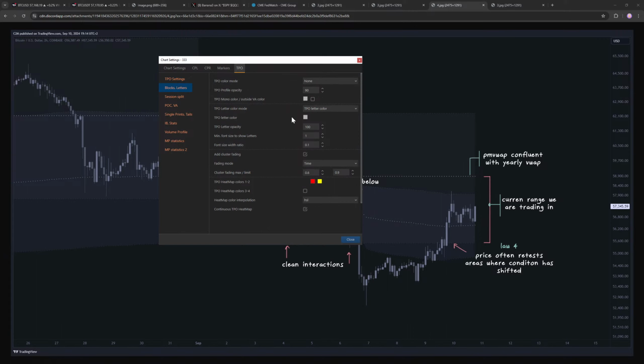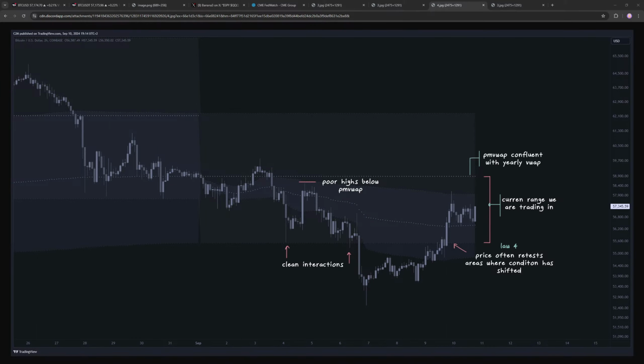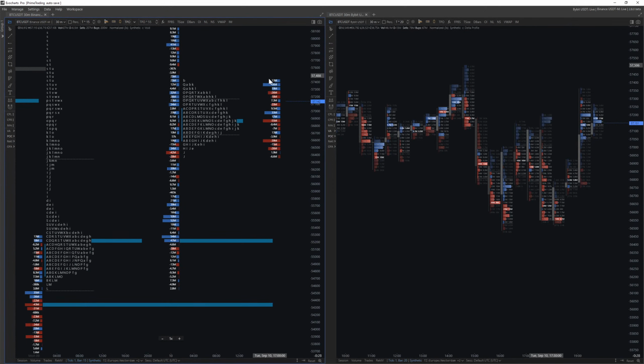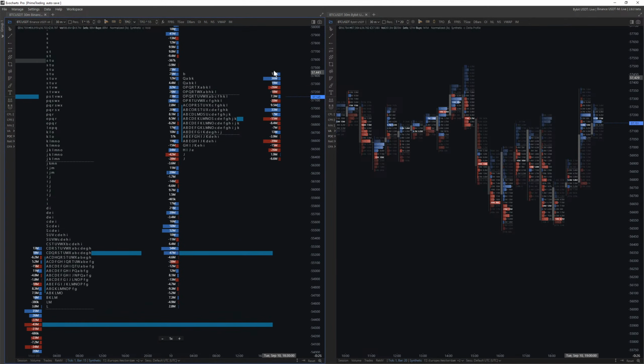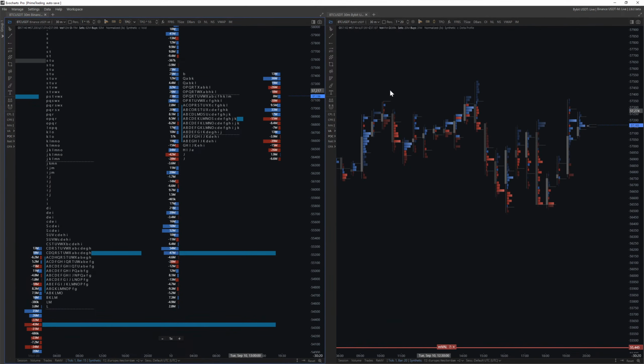Block letters. And I don't use session split. Point of control, value area, right? You can rewatch the stream. Single prints. Nothing really fancy, to be honest. I just want to be able to see what we are doing at the highs or the lows. For example, right here we can see there's a lot of aggression at the highs in terms of people opening up fresh longs. But yeah, I think ExoCharts should be more than enough for you, right?